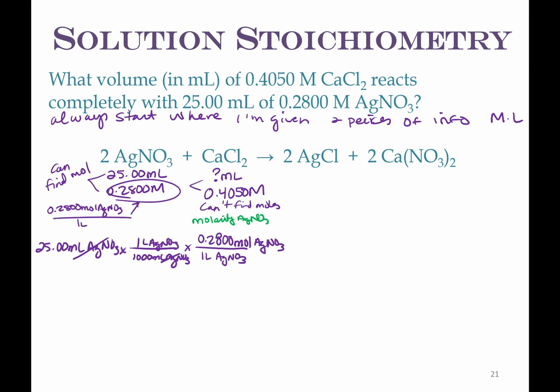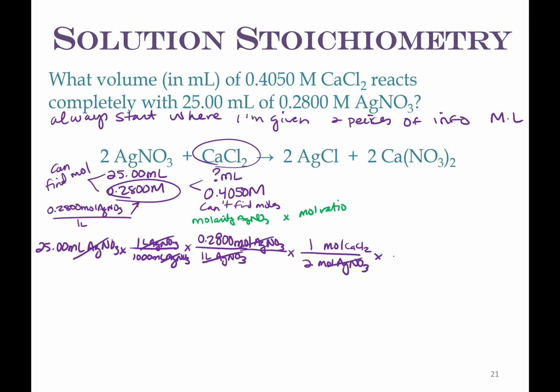That's what molarity means. So now I've converted from liters to moles, and now I'm going to convert from moles of AgNO3. So this next step is the mole ratio step. I'm going to go from moles of AgNO3 to moles of the question mark, to moles of calcium chloride. So this one is a 2, and this one is a 1.